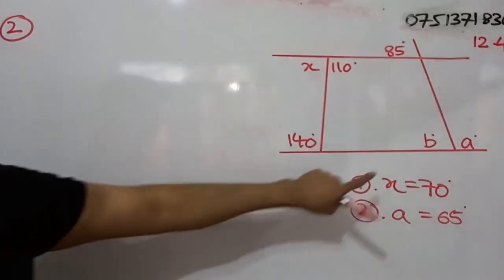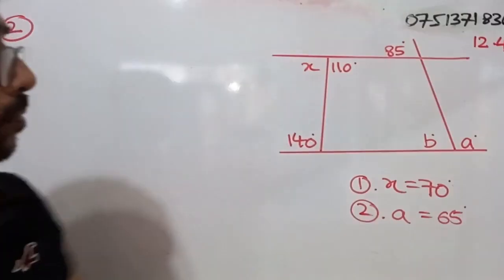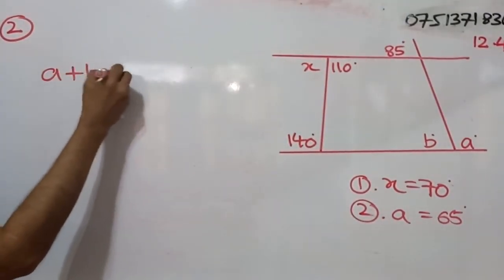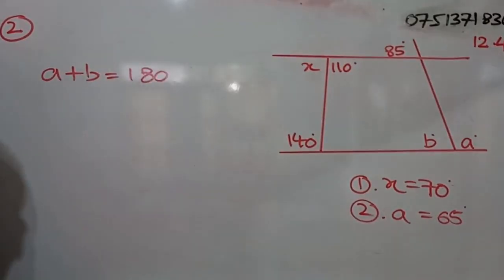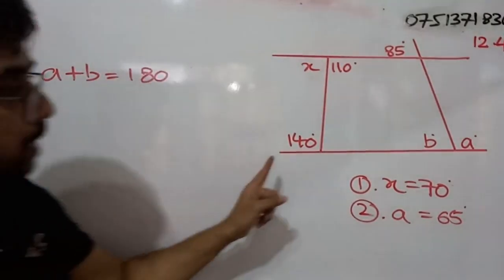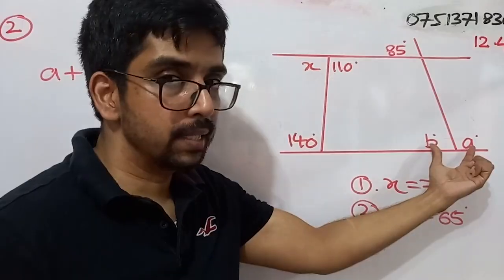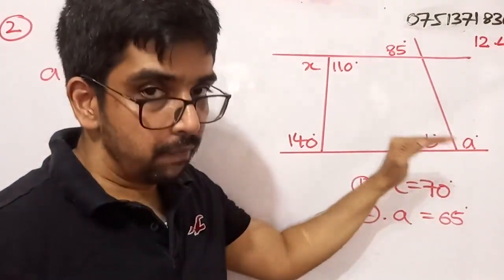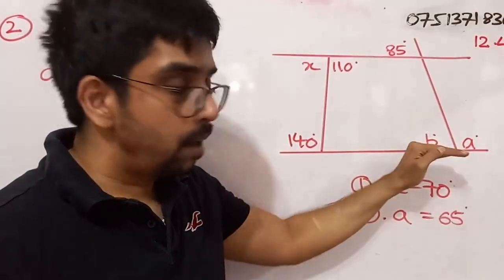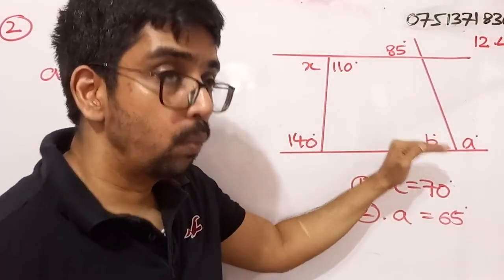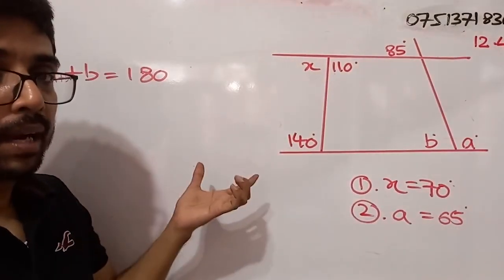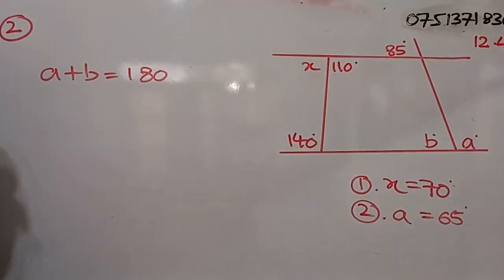Part 3, they are asking for the value of simple b. What is that? a plus b, we know that is 180 degrees. Why? This is a straight line. These two angles are adjacent angles. We know that the sum of adjacent angles on one side of a straight line is 180.